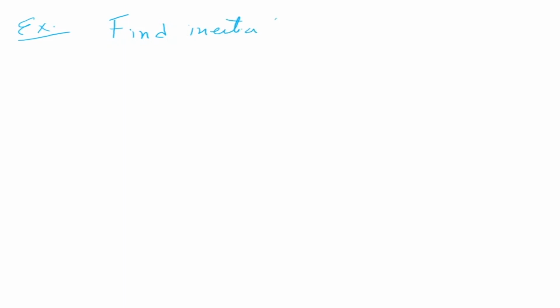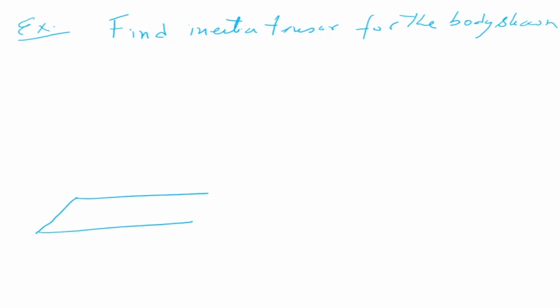Now let's look at a very simple example. Let's find the inertia tensor for the rectangular body, which is given here. For example, find the inertia tensor for the body shown here. Let us make the assumption that this is a robot link, the link of a robot, and we are fixing our axis.